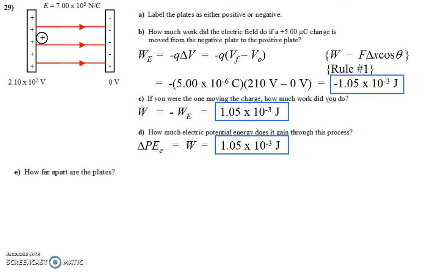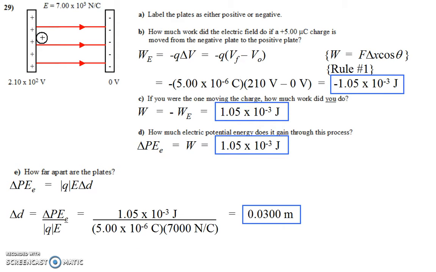Okay, so now that we have the change of potential energy, we're just going to use that equation, solve for delta D, nothing fancy here. You're going to get 0.03 meters. Again, it's not a proton. We know what the charge is. The charge is given. Just go ahead and put it in. Nothing fancy.